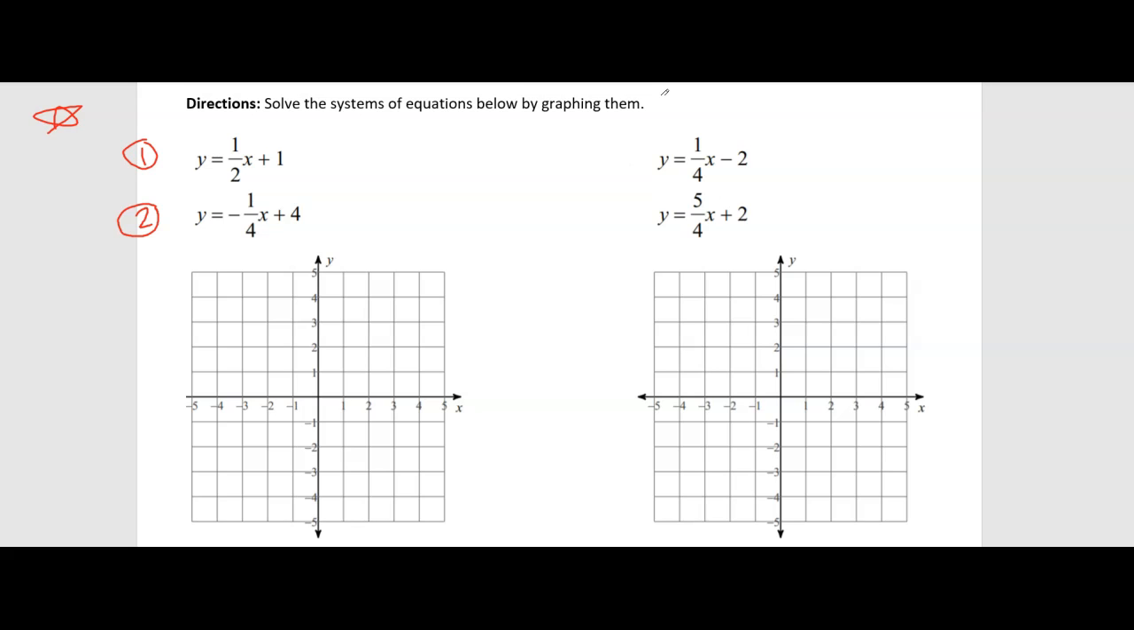Okay, I will do the top one in blue. The nice thing about this is it's already in slope-intercept form, so we don't have to rearrange it or anything. The y-intercept is 1, and the slope is 1/2. And we could just count the change in y. Change in y is 1, change in x is 2 if our slope is 1/2. And that gives us another point. And then we would draw a line between these points.